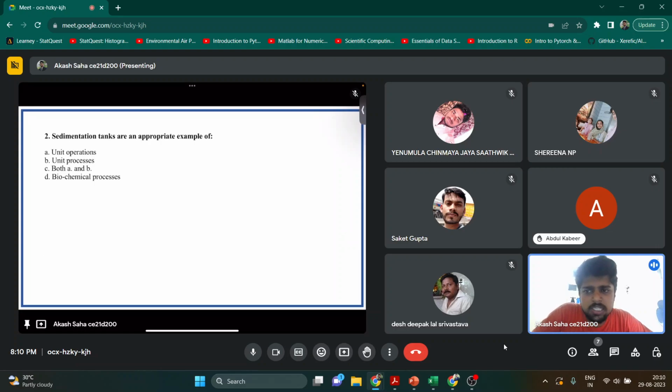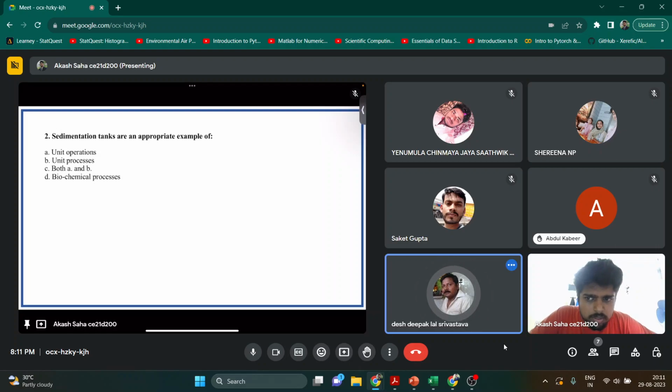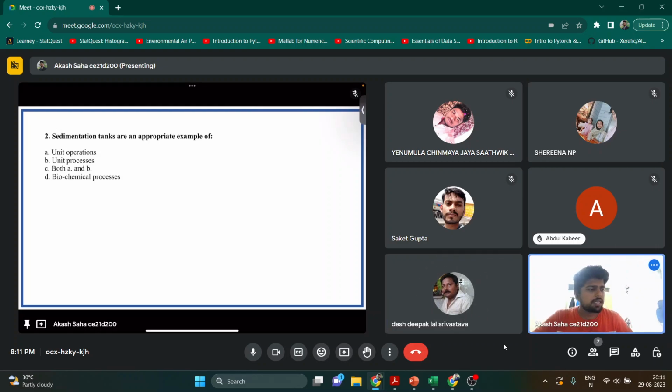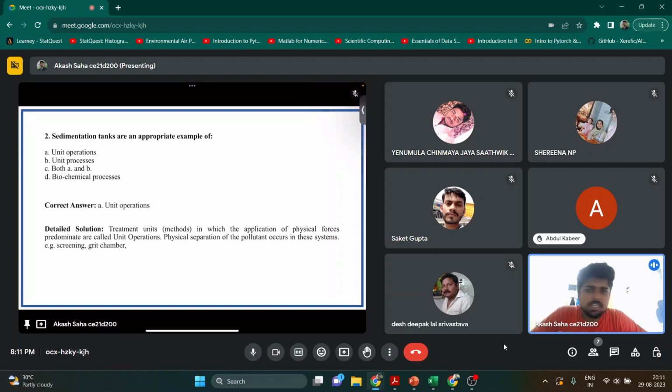Sedimentation tanks are an appropriate example of unit operation, unit process, both A and B, or biochemical process. So sedimentation tank is a unit operation. Yes, this is correct, because here only physical forces will be acting in the sedimentation tank, that is the force of gravity. With the help of the force of gravity, the particles will settle down and get separated from the system. So all the screening, grit chamber, sedimentation tanks are all examples of unit operations.